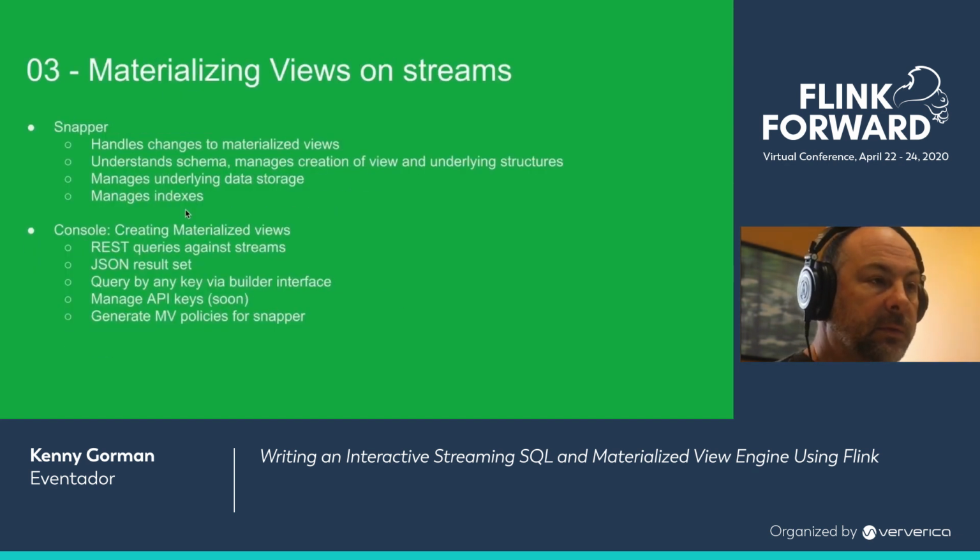All right, so let's talk a little bit about materialized views, how that works and why that's important. The components involved are Snapper, which I introduced a couple slides ago, and Console. Snapper handles changes to materialized views. As those results are coming through, we're creating a persistent data store of those changes. We're saving them by key, and you're able to look them up using a REST query from a RESTful endpoint. It understands the schema and manages the creation of the underlying data structures, indexing, and all the insert, update, delete activity that's happening on your stream. And I'll show an example of that here in a second.